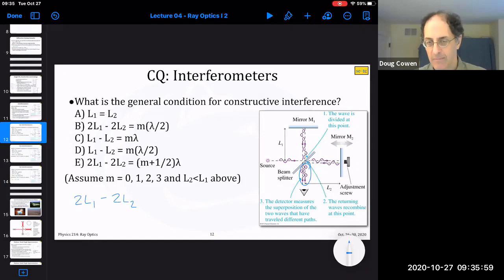And those factors of 2 are there because the light goes up to the mirror distance L1 and then down again. And on the horizontal, it goes from left to right, the distance L2, bounces off the mirror, comes back and travels another distance L2. What should I set this equal to? Anyone tell me in the chat? If I want constructive interference.